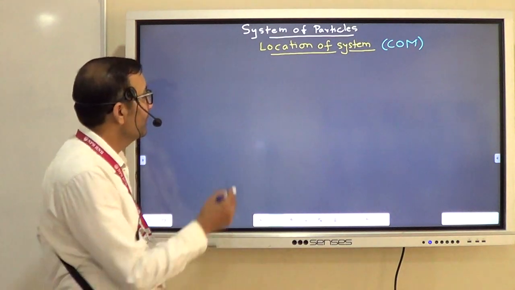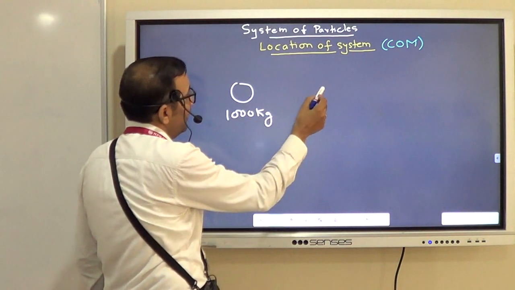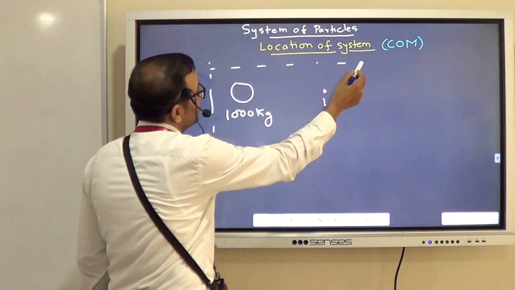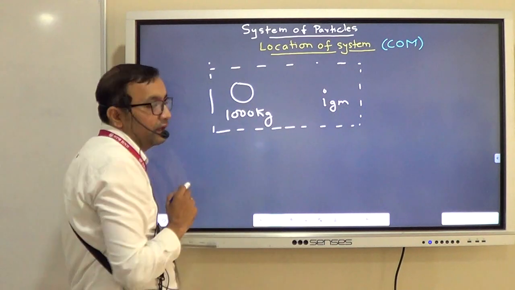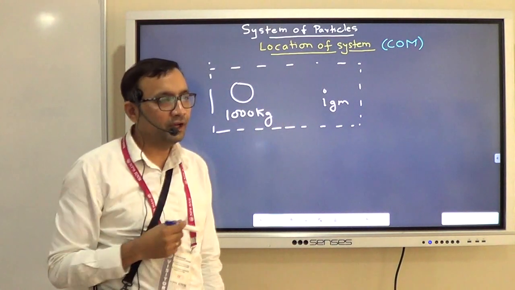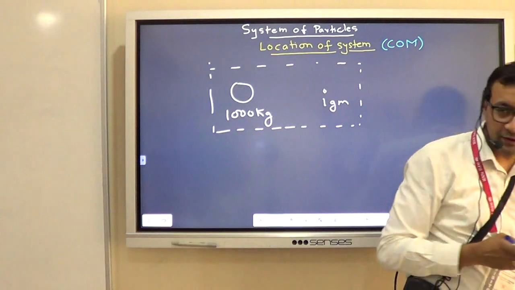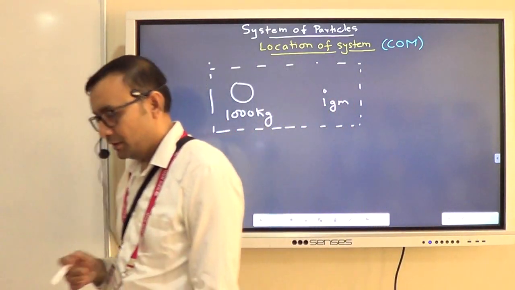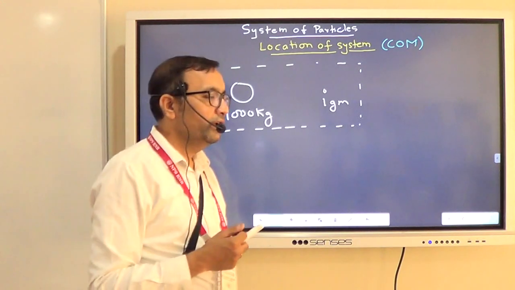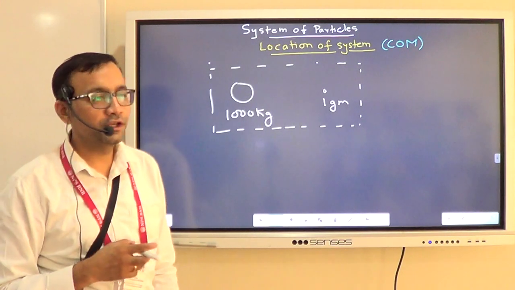Now tell me, suppose you have one mass here which is 1000 kg and another mass here which is 1 gram. Your system has only these two masses. The location of the system will be closer to 1000 kg or closer to 1 gram? Closer to 1000 kg, logical, right? So the location of the system should be closer to the heavier mass. Write it down. The location of the system should be closer to the heavier mass. So basically the weightage of the heavier mass is more on the location.